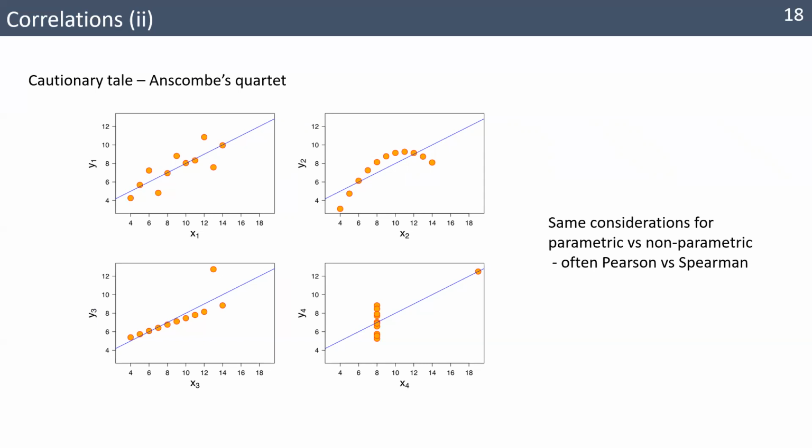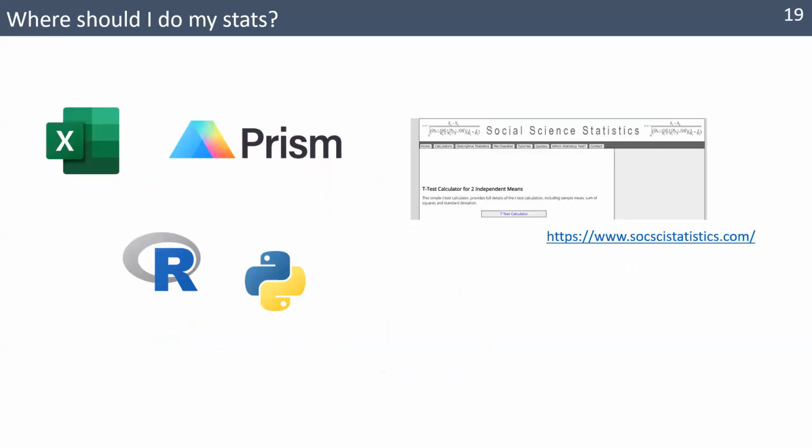With the 3, so the top left is the one where you could do a decent Pearson's correlation. The rest of them, you're probably going to want to consider whether there are outliers or whether there are sort of multinomial features that you'd want to look at, or you'd want to go down the non-parametric route, such as a Spearman rank correlation. So where should I do my statistics?